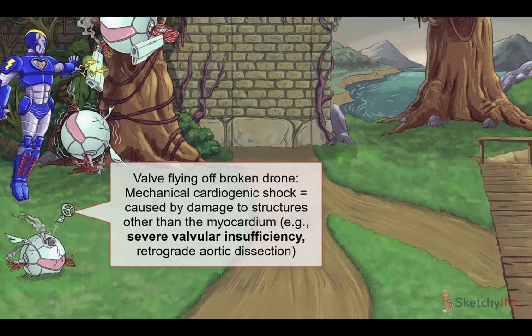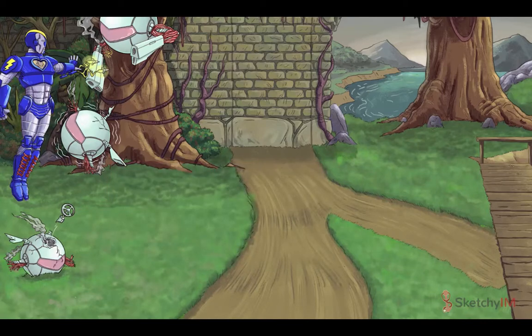For more details on the different types of valvular insufficiency, check out our aortic valve disease, mitral regurg, and tricuspid regurg sketches. Great! Now that you're up to speed on the different types of cardiogenic shock, let's talk about its presentation and workup. Just like all the other types of shock, the presenting history in cardiogenic shock can vary widely since there are many different underlying etiologies.